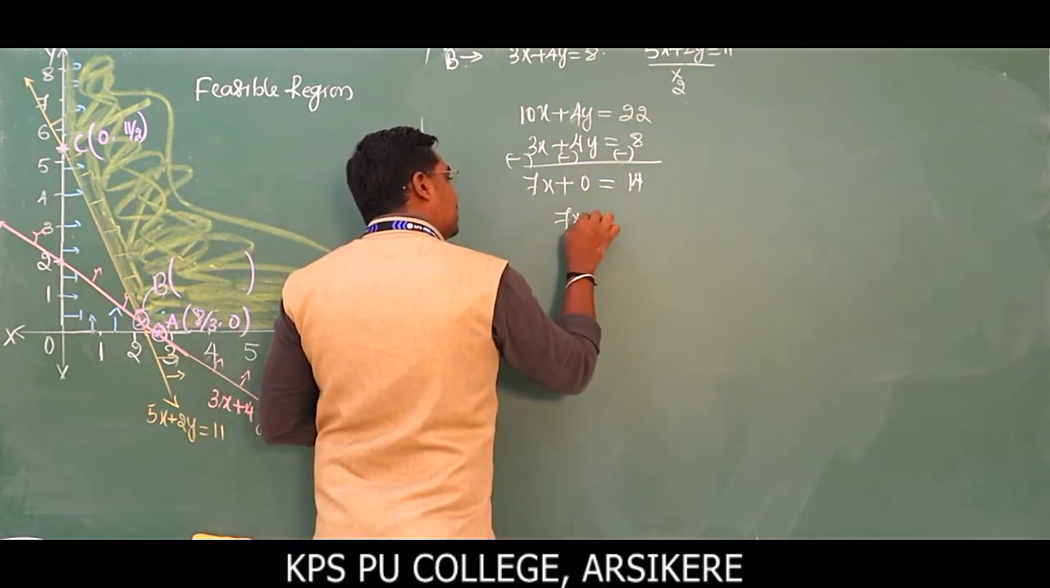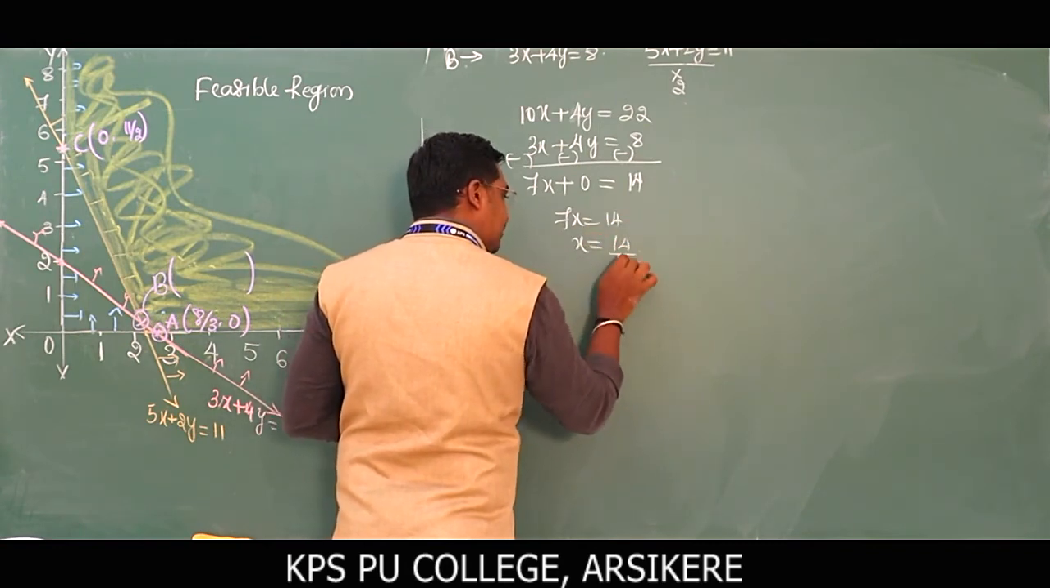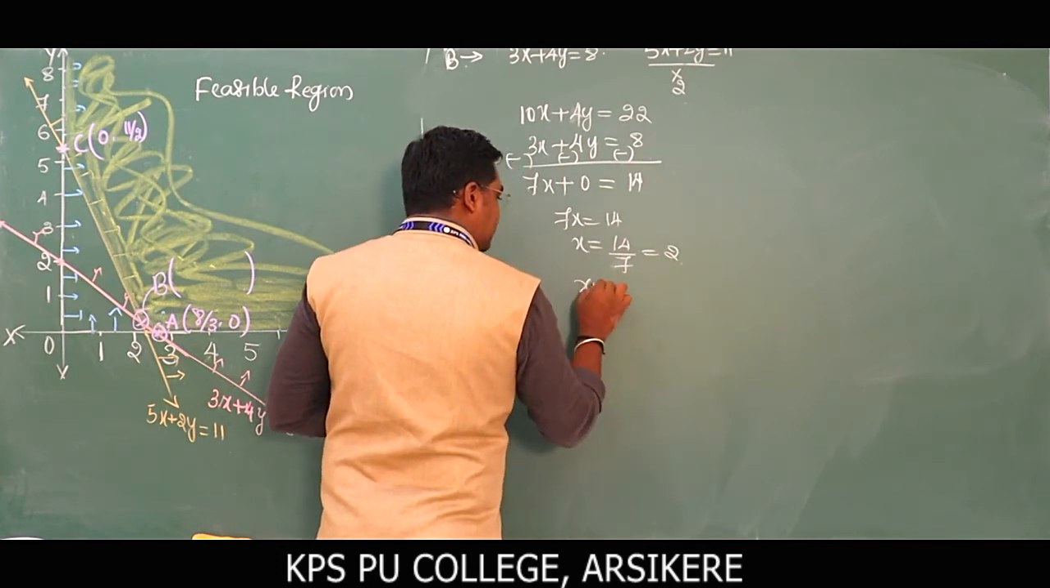So 7x is equal to 14. What about x then? 14 divided by 7, you get 2. What is x here? The x value is 2.